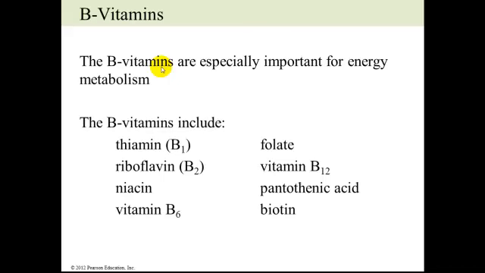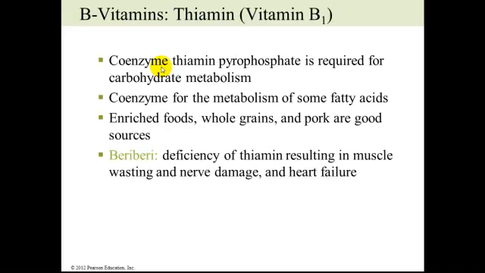The B vitamins are especially important for energy metabolism, and the ones that we will talk about have both their B name and also a common name. The first one that we'll look at is thiamine. Thiamine is vitamin B1. It was the first of the B vitamins to be identified. This is going to be made into TPP, thiamine pyrophosphate, and that's important for carbohydrate metabolism.